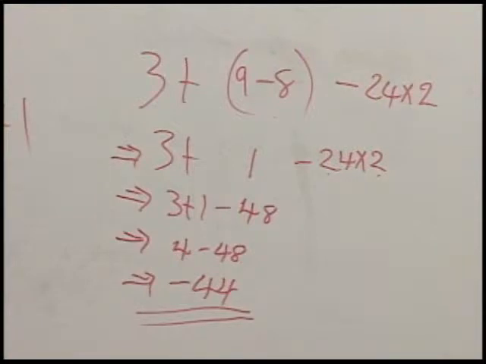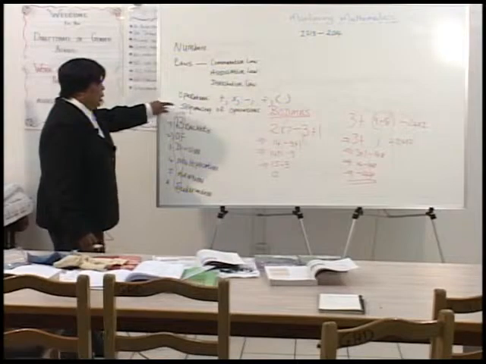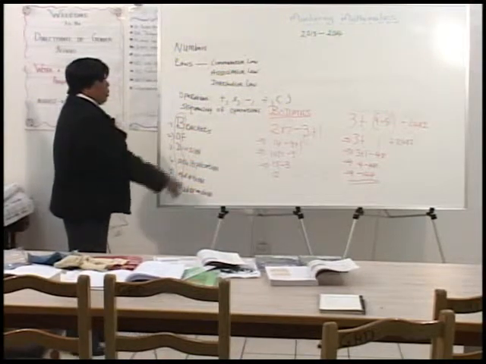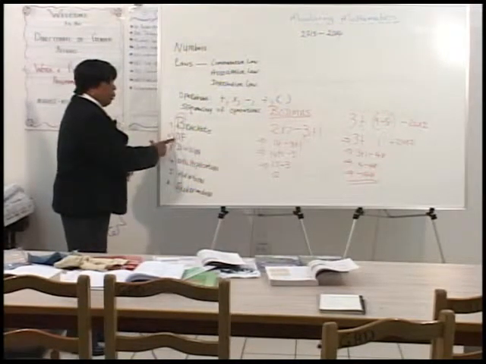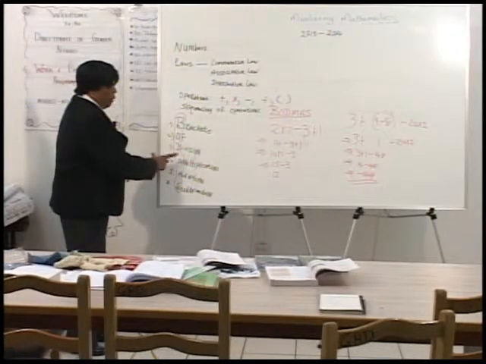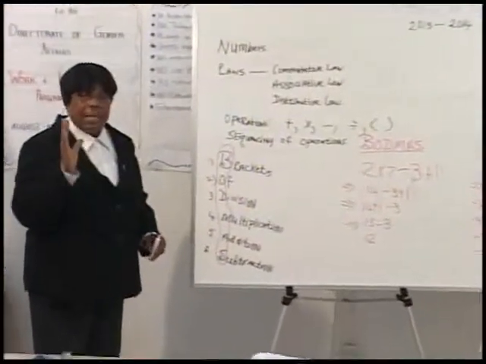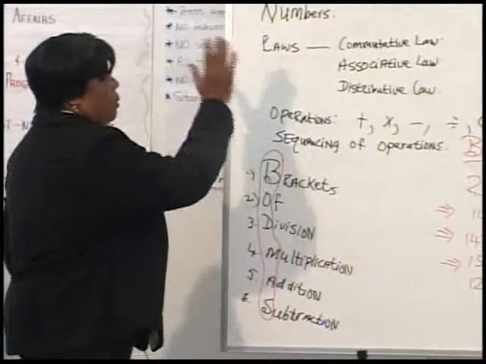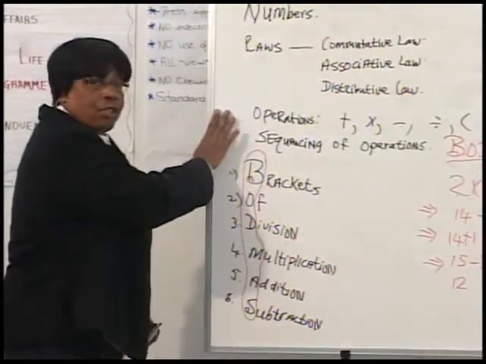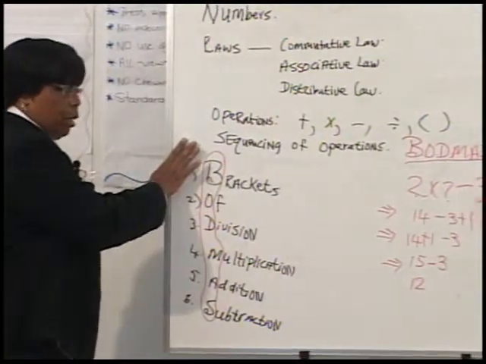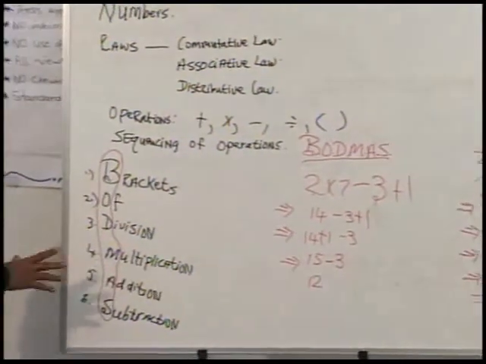So once we start talking about the laws, once we start talking about the operations, sequencing of operations is going to become a part of it. So we have to make certain we understand how this mechanism is carried out. And how is it carried out? We're saying we must work the brackets first, then the word of, then our division, then our multiplication, addition, and subtraction. There's always a sequence to everything, all right? We start talking about laws, operations will come in. We have to sequence our operations so we get into our BODMAS.